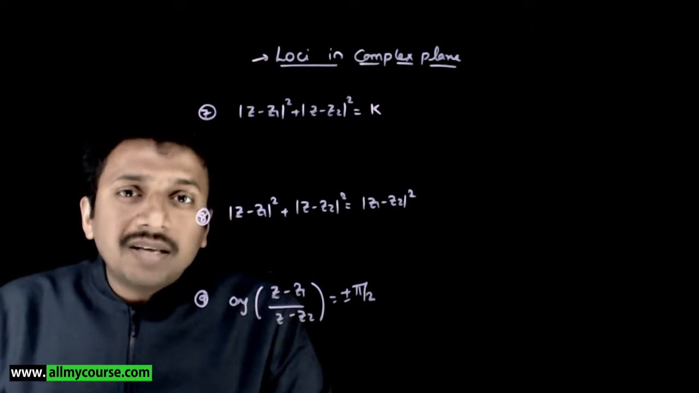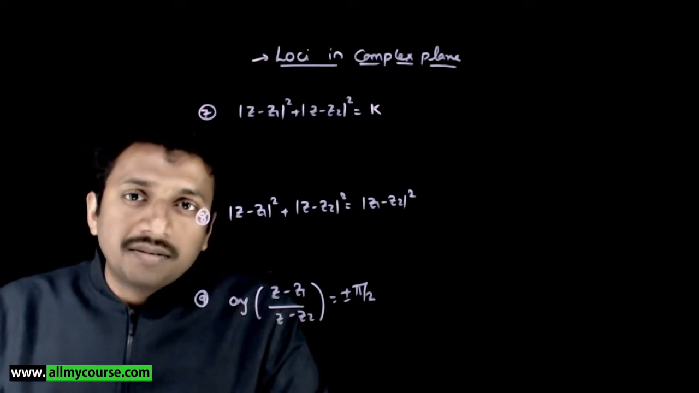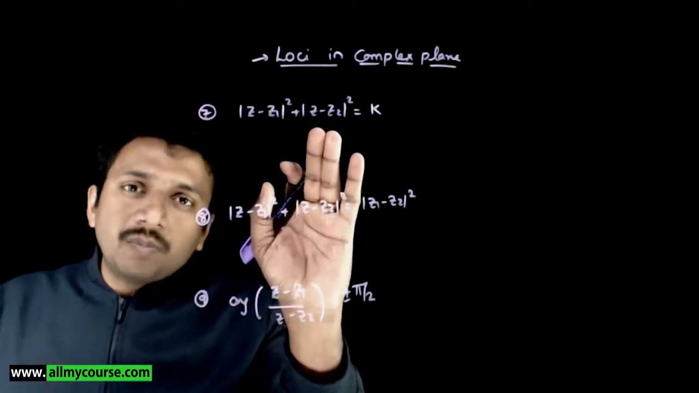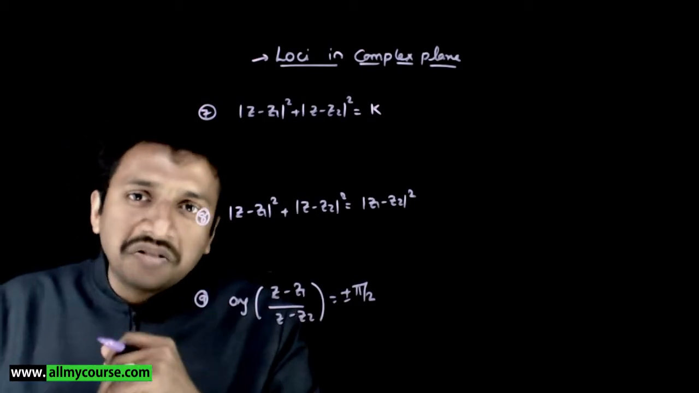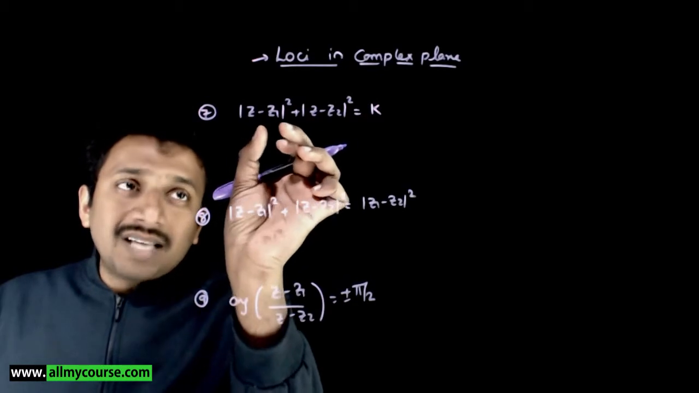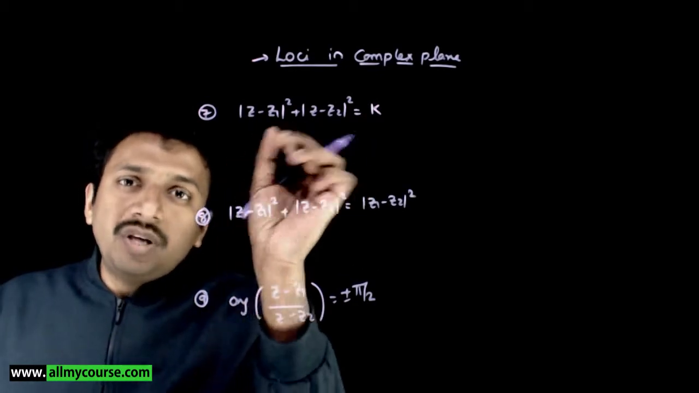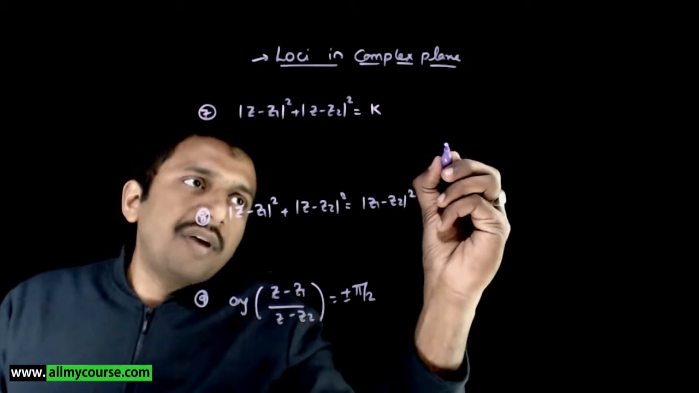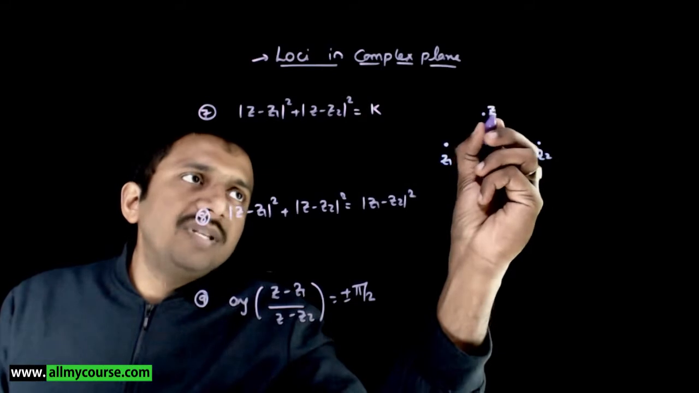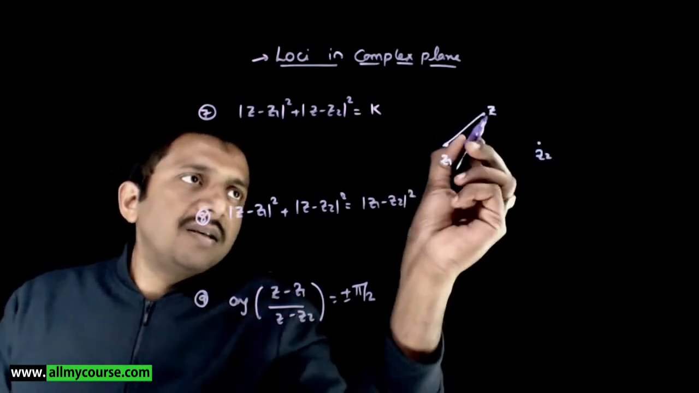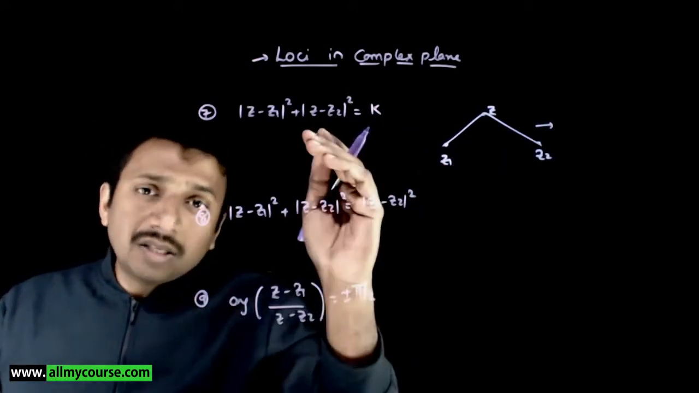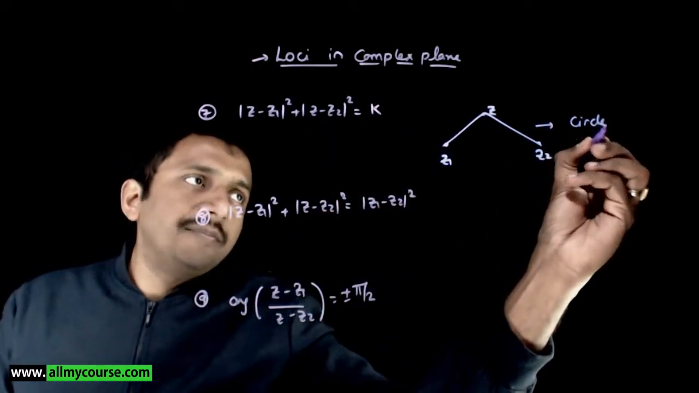So now let us look at some standard loci related to circles. First, mod of z minus z1 whole square plus mod of z minus z2 whole square is a constant. The sum of squares of distances from two given points is a constant. So if you have two points z1 and z2, and z is moving such that the square of this distance plus the square of this distance is constant, then this locus will give you a circle.